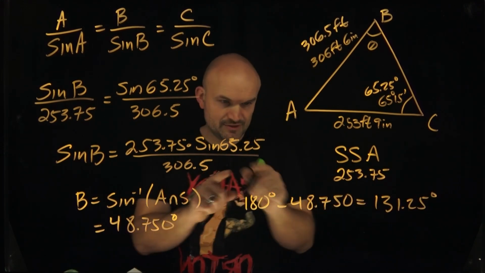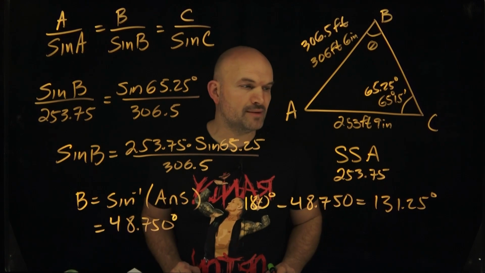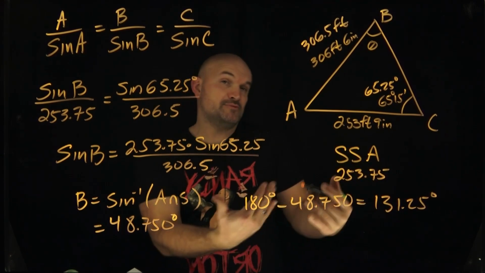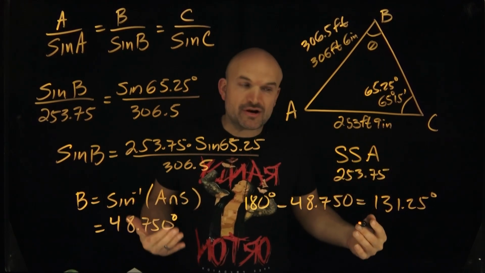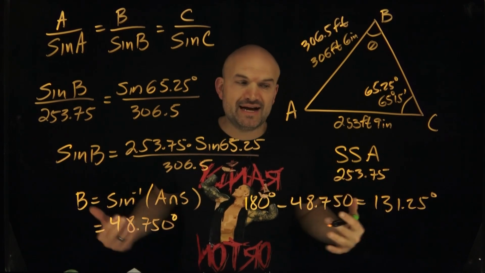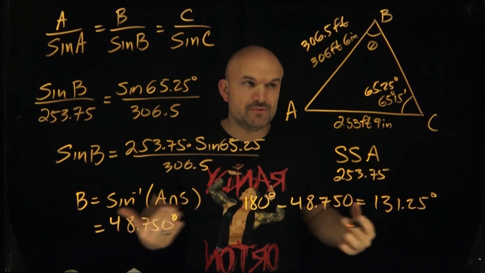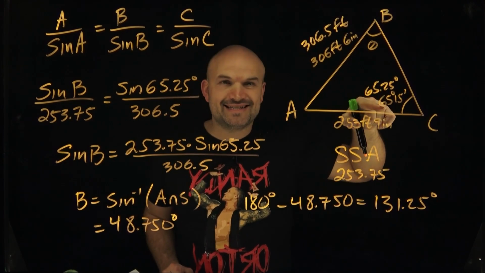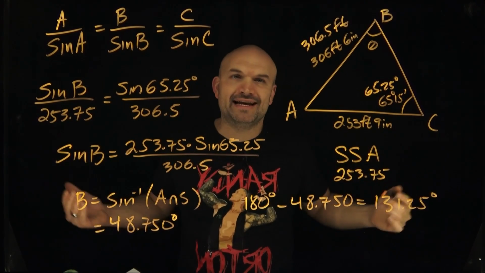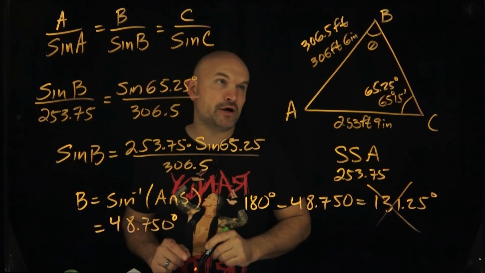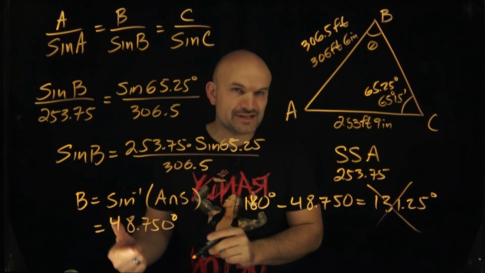Okay, so I took this angle, subtracted it from 180, and I got 131.25. Now, if we were to pretend that maybe this would be our second option, or a possible second triangle, meaning my theta would be 131.25, what we realize is that is not possible. The reason is that if this angle was 131.25, then adding that to 65 is going to be over 180 degrees. So therefore, this is not possible. This is going to be our only angle, as well as the answer to our problem.